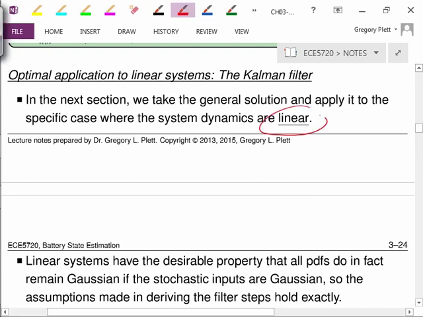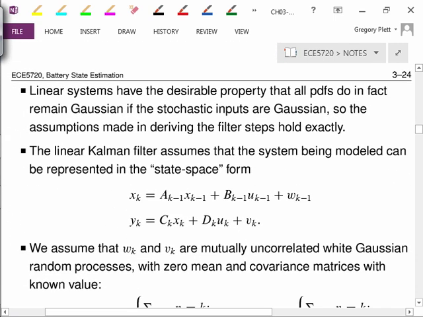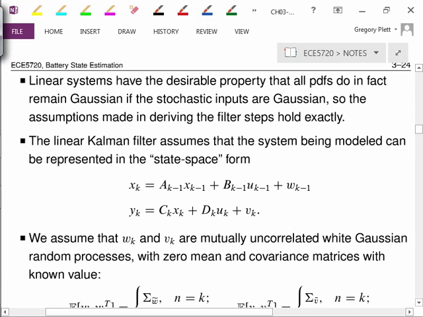The assumption is that the dynamics are linear. Linear systems have the very nice property that all of the PDFs are in fact Gaussian if the inputs are Gaussian. So the assumptions that we made in deriving the filter steps hold exactly, and the Kalman filter is in fact the optimum solution to a state estimator.